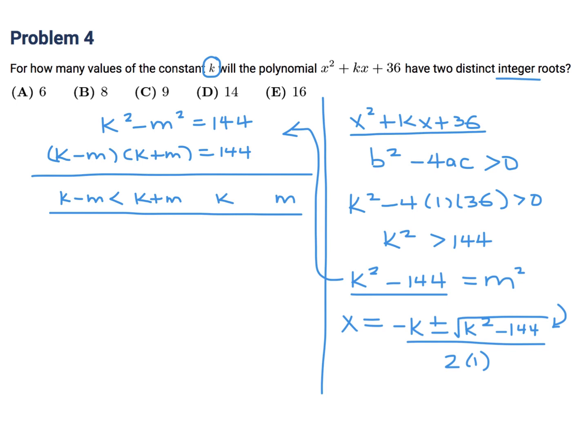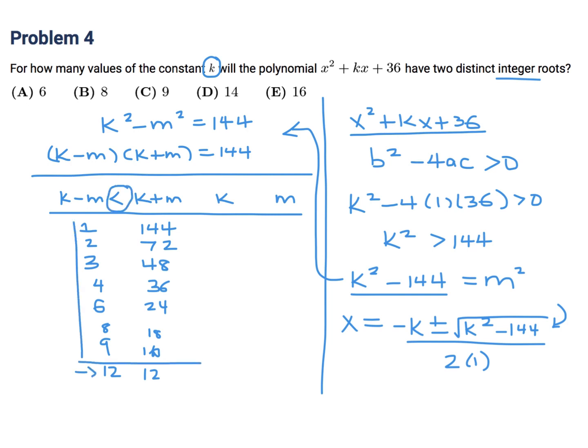So we can have 1 and 44. These are just the combinations, right? 2 and 72, 3 and 48, 4 and 36, 6 and 24, 8 and 18, 9 and 16, 12 and 12. And I think at that point I'll stop because this one doesn't satisfy this guy here. So we're just going to work with these ones.